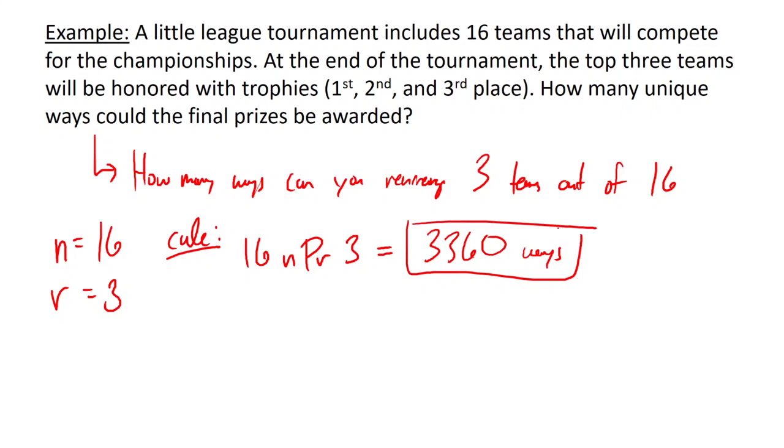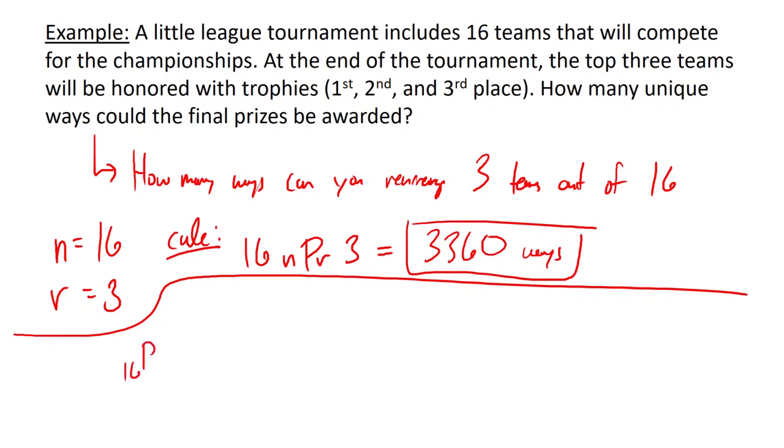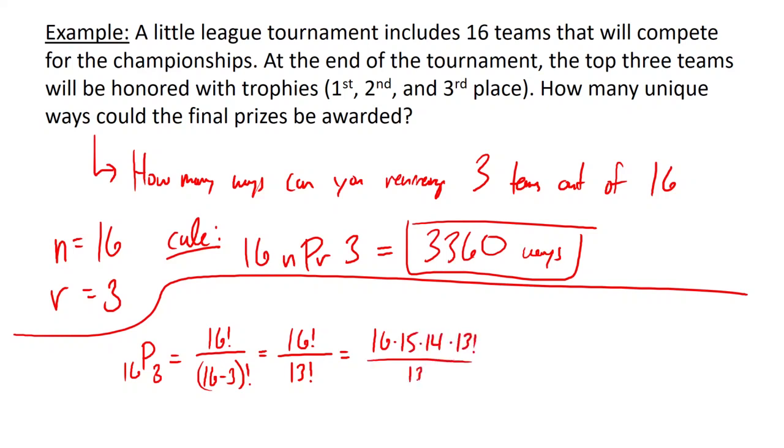Now, if you want to do it with the formula, it's not that hard. The formula says this should be 16 factorial over 16 minus 3 factorial. That's the pattern we saw from the one before. And the nice thing about factorials is a bunch of them are going to cancel out. If you have 16 factorial on top and 13 factorial on the bottom, you really only have to follow 16 down until you hit 13 factorial, and everything beyond 13 cancels out.